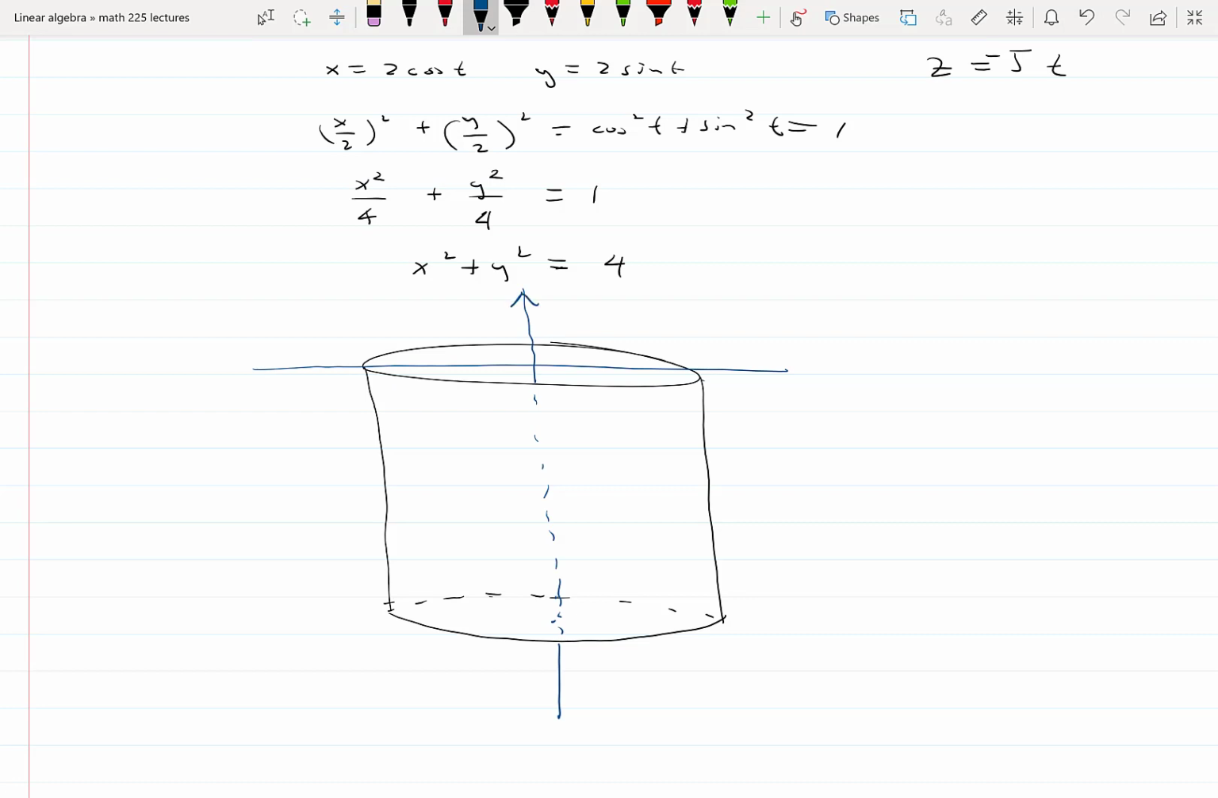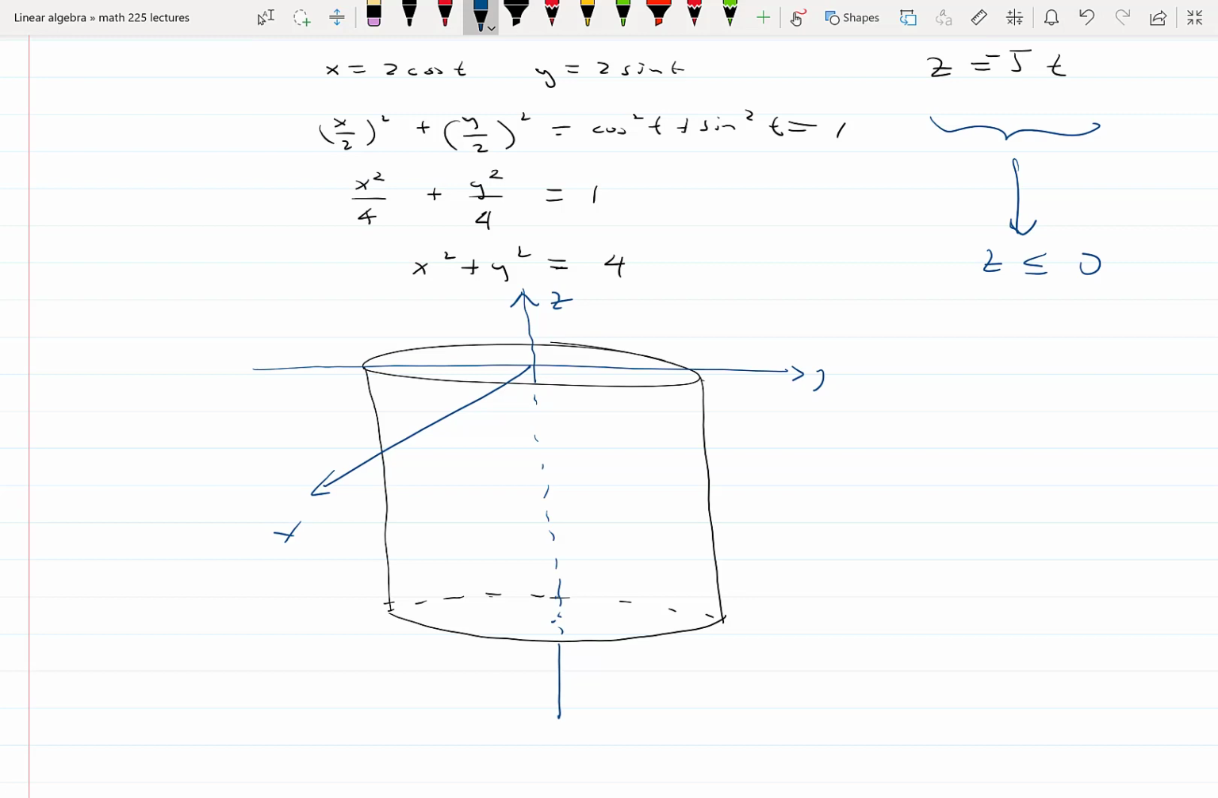Okay, so here's z, here's y. Look at what portion I'm graphing. I'm graphing below the xy plane. Why? Look at the z coordinate. Z is less than or equal to 0.